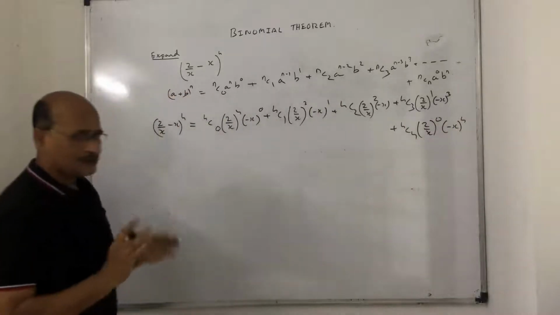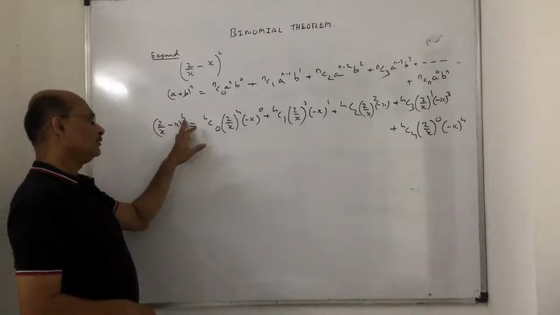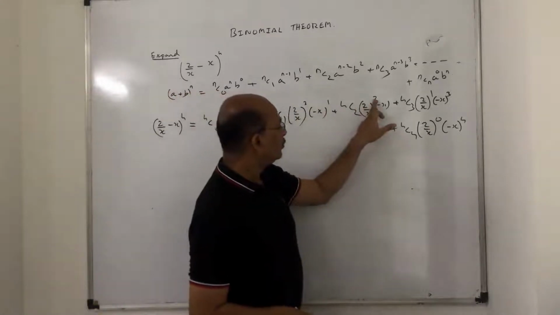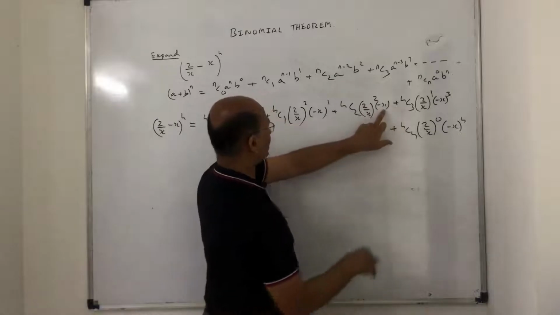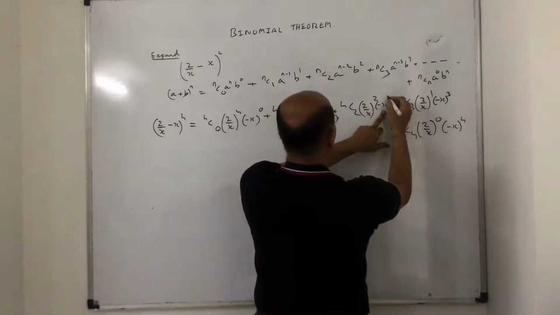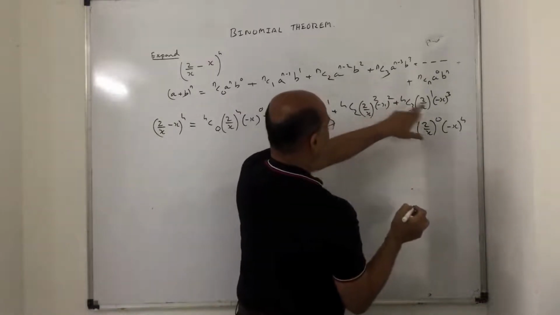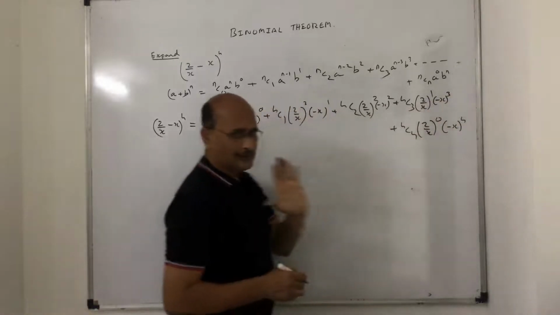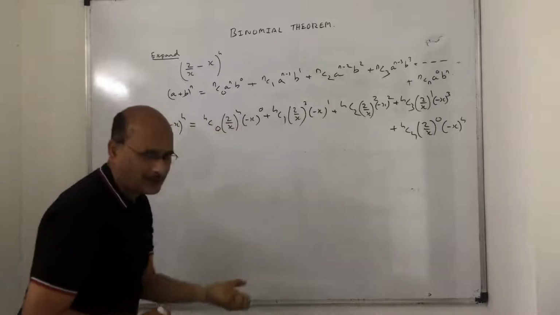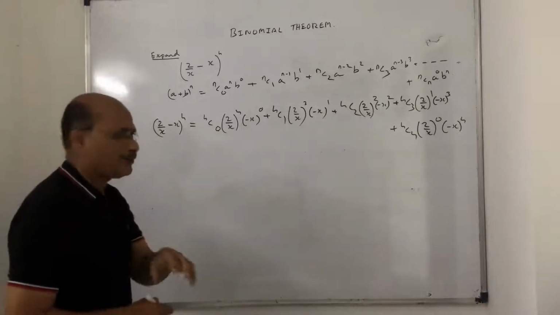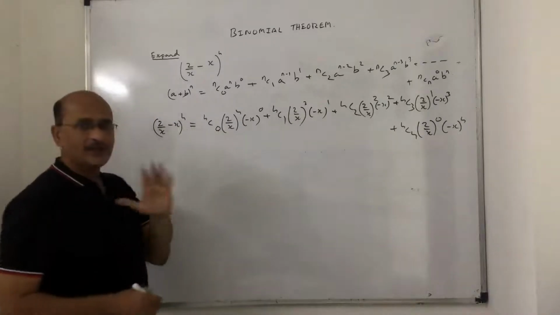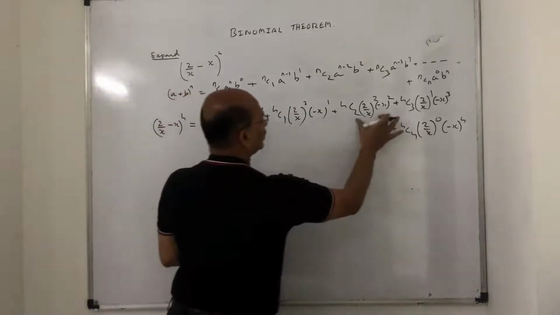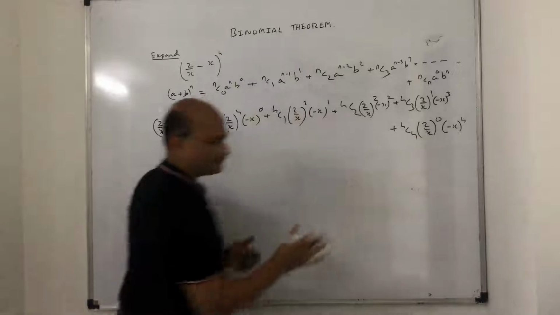Now remember, first thing to identify is 4 plus 0 is 4, 3 plus 1 is 4, 2 plus 2 is 4, here something is missing, so it should be 2 here, right? Fine. And then 1 plus 3 is 4, and 0 plus 4 is 4. So this is the first way of checking whether the expansion is right or not. Then how many terms will you have after expansion? 5 terms. So first term, second term, third term, fourth term, and fifth term.